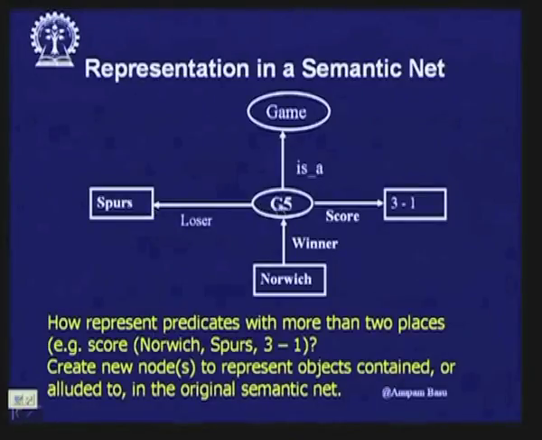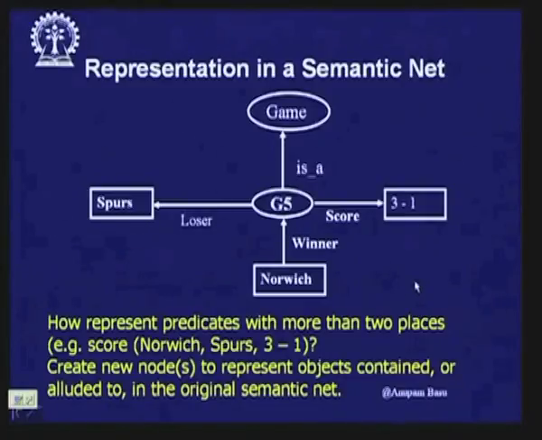Now, if I want to state that Norwich defeated Spars with a score, and it was a football match, the score 3-1, then I have to add another attribute, score 3-1. So, in that way, let us forget about what is written below, these yellow lines. Let us first look at this white thing.